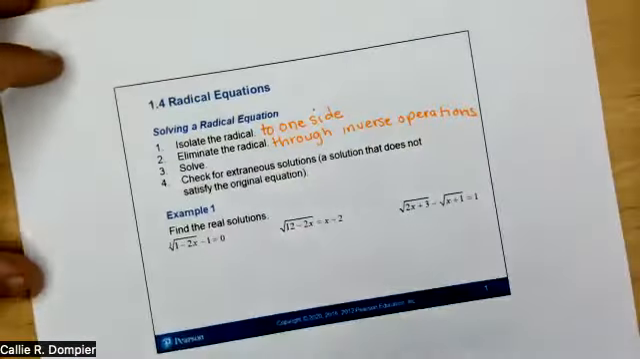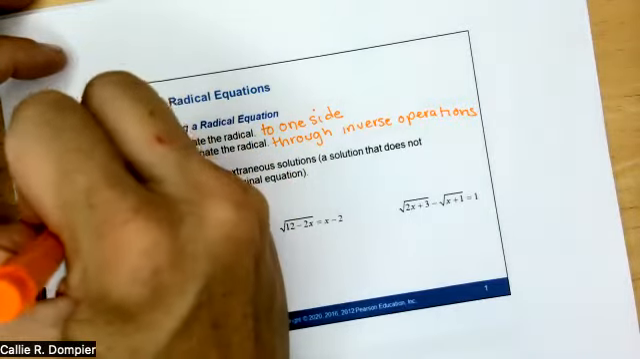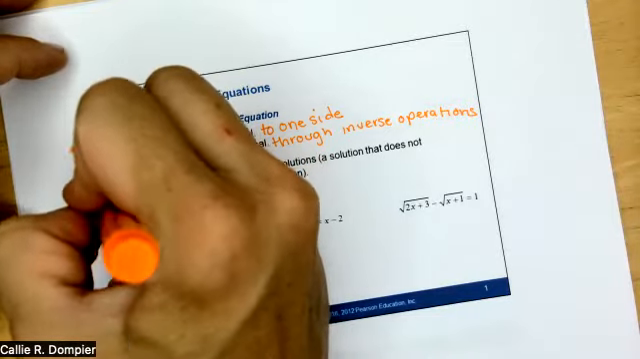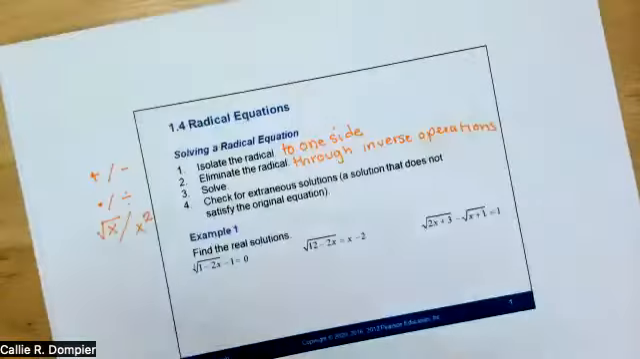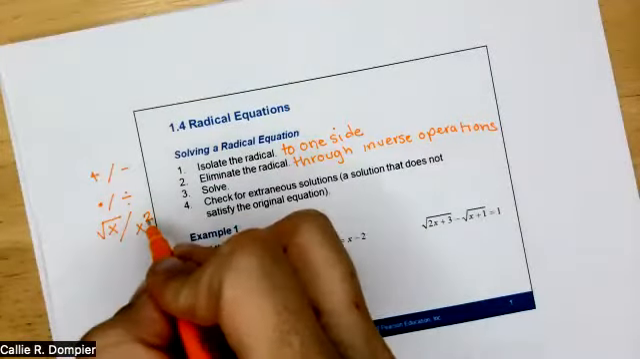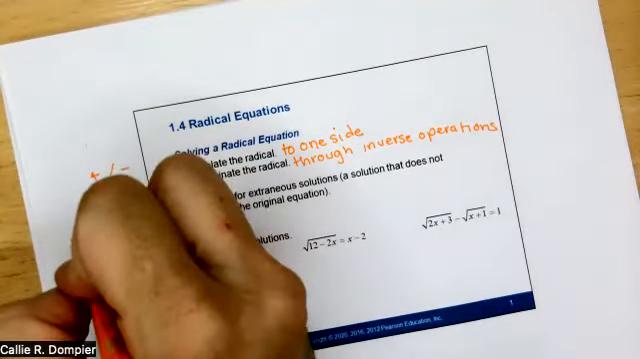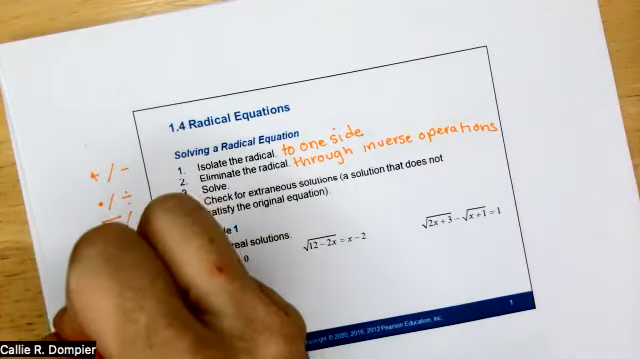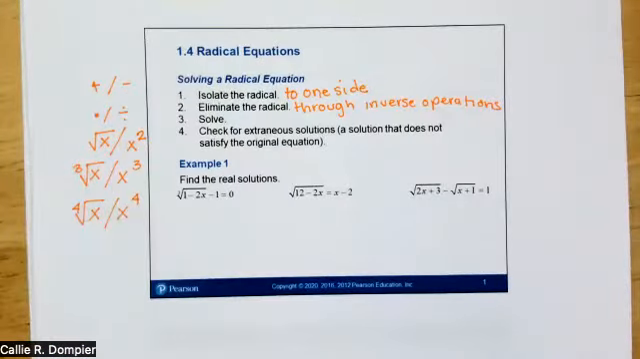Inverse operations: add, subtract, multiply, divide. The square root undoes the square, right? And remember that if it's a square root, it undoes squared. You can also have third roots to undo cubes, fourth roots, right? As many as you need. So those are all inverse operations of one another.